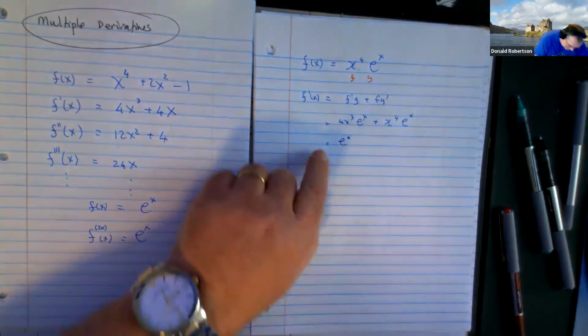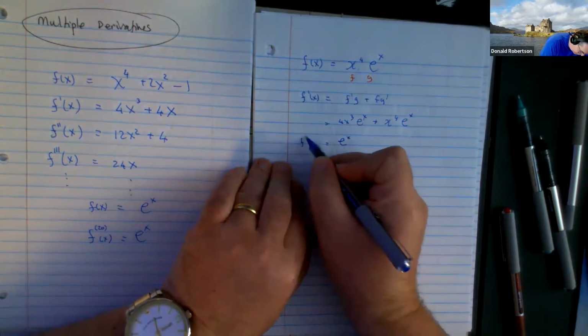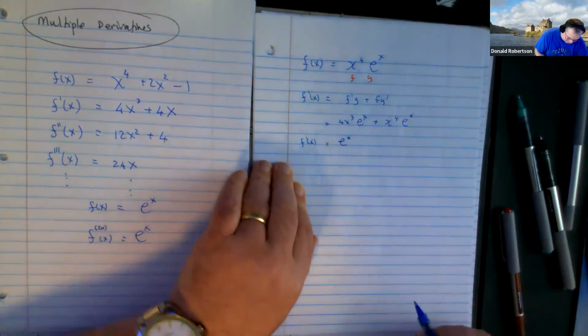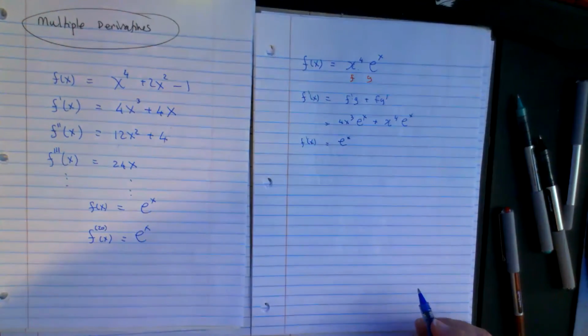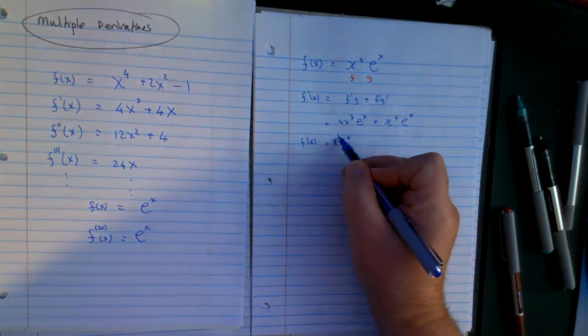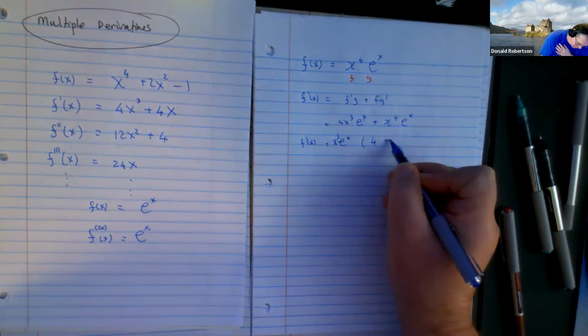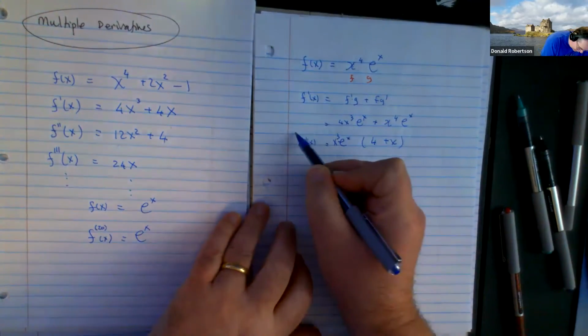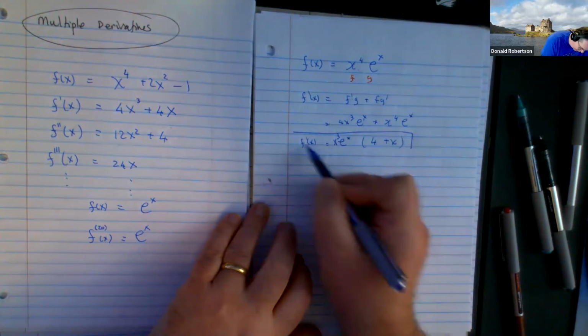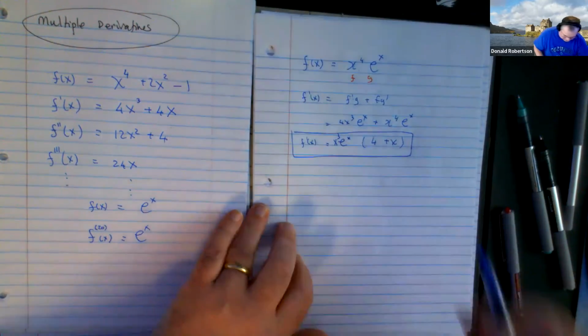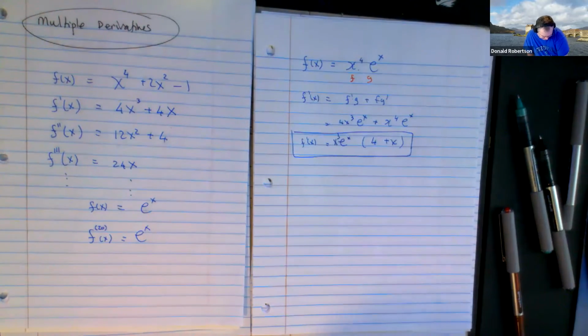Now, if I'm doing style points, I'd pull out e to the x. Agreed? Anything else I can pull out as a common factor? x cubed. And that would leave me with 4 plus x. And if the question was asking only for the first derivative, that's exactly what I would do.